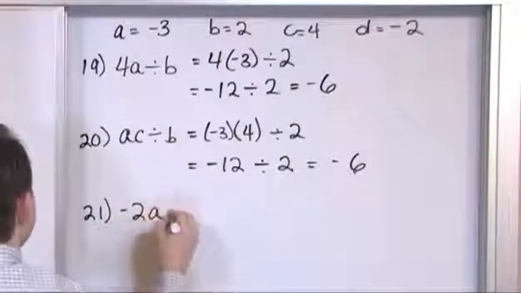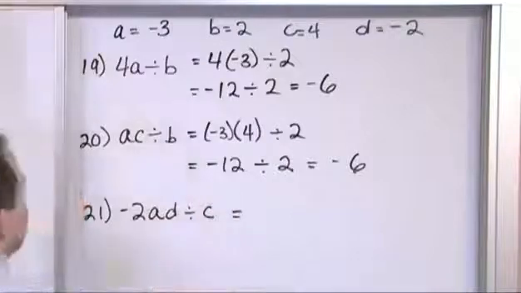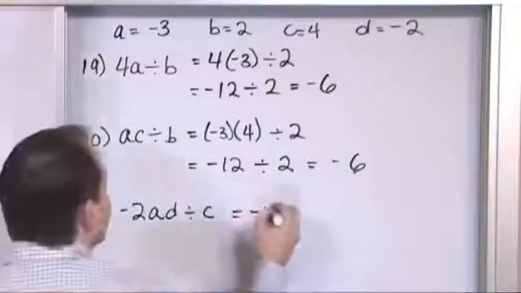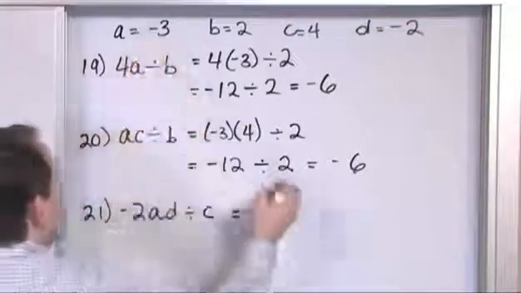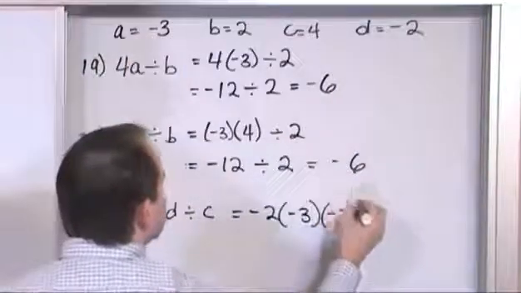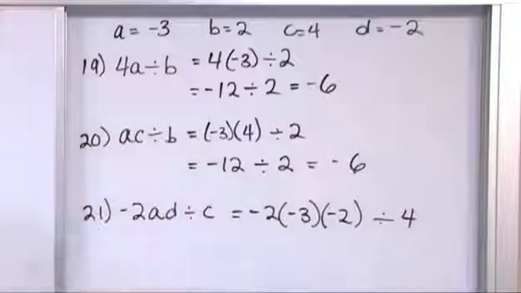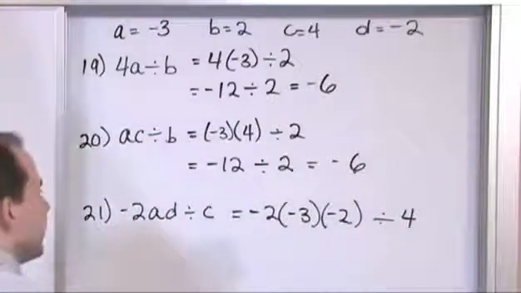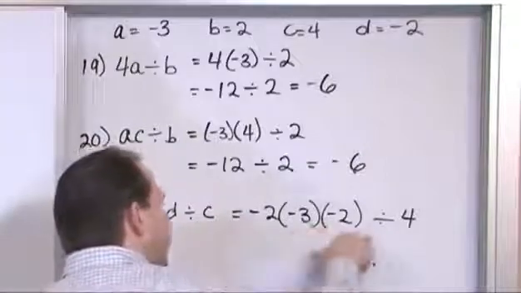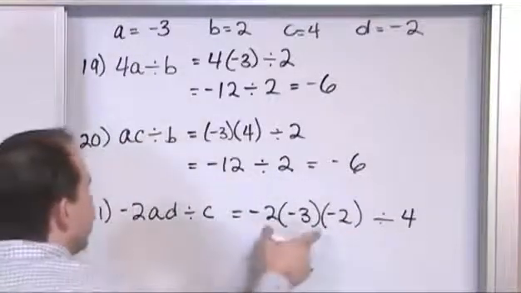So let's say you had -2 times a times d divided by c. So let's plug in what we know. We have -2 times a, which is -3, times d, which is -2, divided by c, which is 4. And so let's go ahead and work left to right because multiplication and division are both kind of equal, so we'll start at the left. We're going to work on these two numbers first.